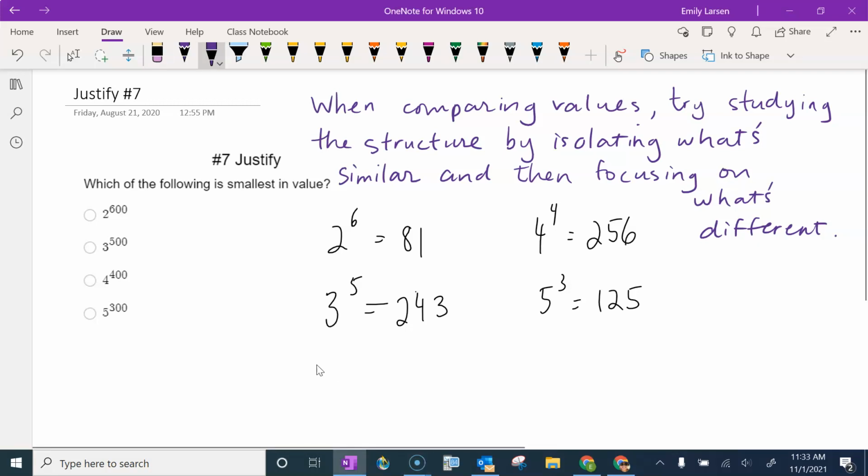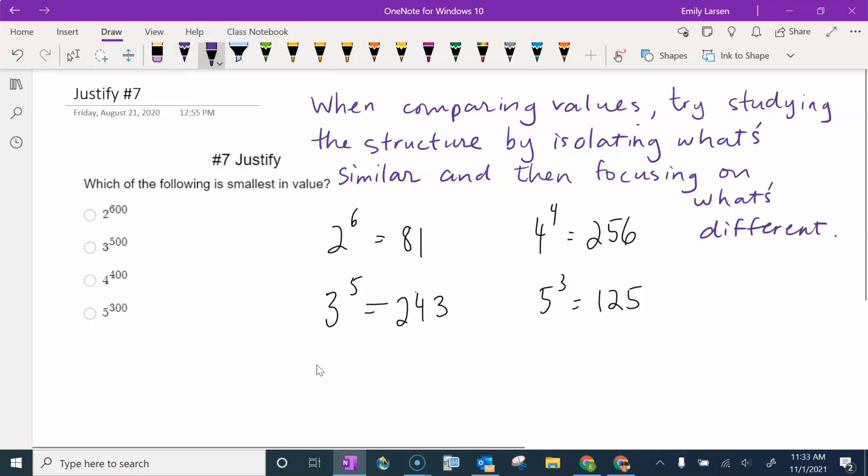Some of you may have said to take out the zeros, and if you do take out the zeros, then you end up with 2 to the 6th, 3 to the 5th, 4 to the 4th, 5 to the 3rd. Then you can see that 81 is the largest, and 2 to the 6th is just 2 times 2 times 2 times 2 times 2 times 2, 6 factors of 2, which equals 64. This is 4 factors of 4, 3 factors of 5, 5 factors of 3. So clearly it's 2 to the 6th that is the smallest value.